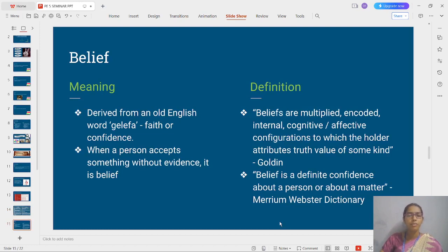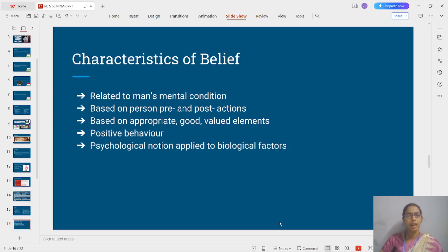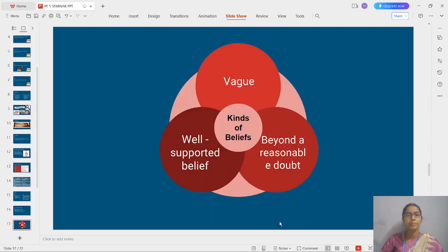Belief: this word is derived from an old English word, "gelepha," which means faith or confidence. So, beliefs are multiplied, encoded internal, cognitive, as well as affective configurations to which the holder attributes truth value of some kind. These are the characteristics of belief related to man's mental condition. One's pre and post action determine the belief based on appropriate good valued elements. It may be a positive behavior also, a psychological notion applied to biological factors. So these are some of the kinds of belief. It may be vague, well supported, or beyond a reasonable doubt.